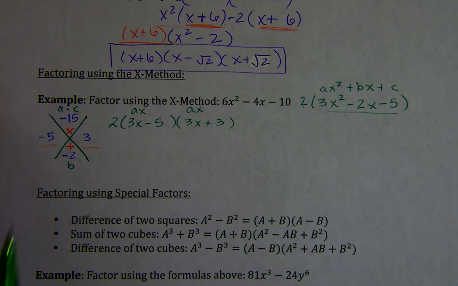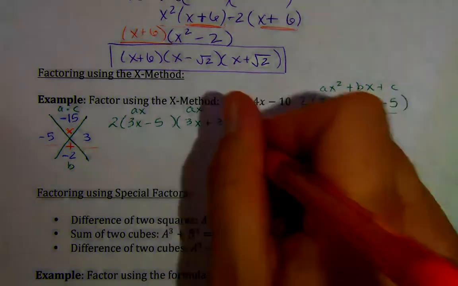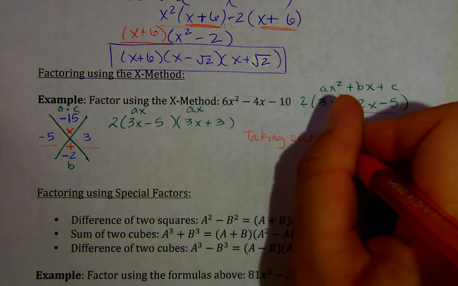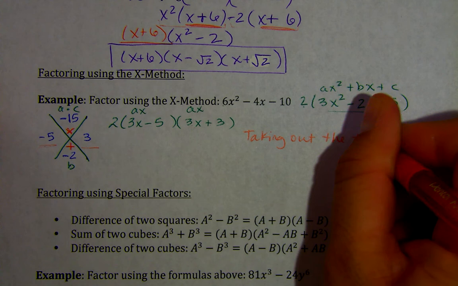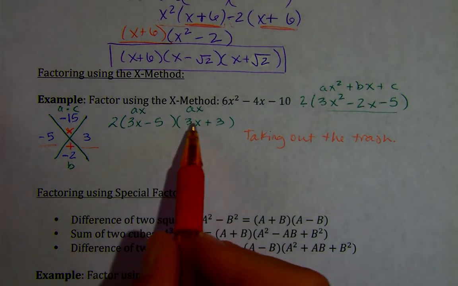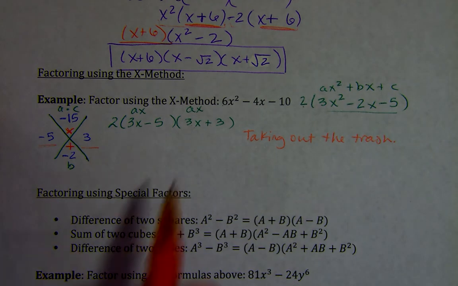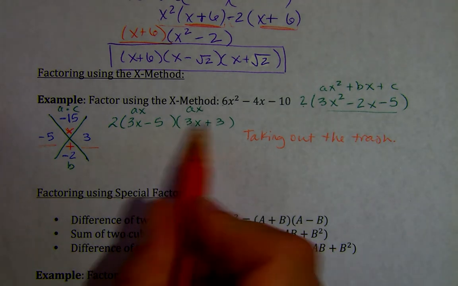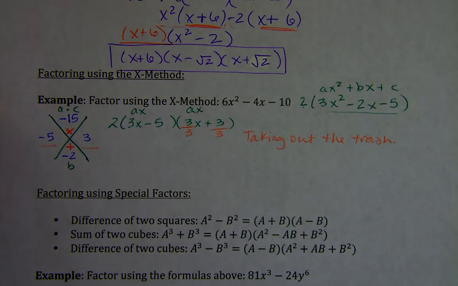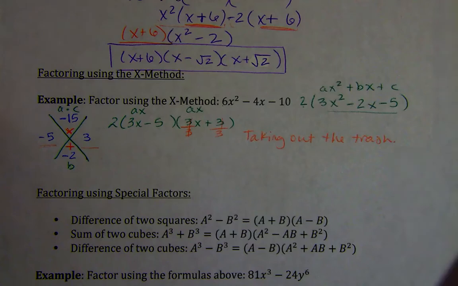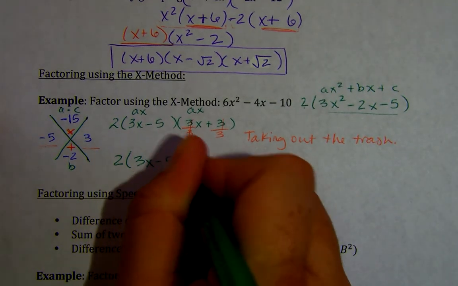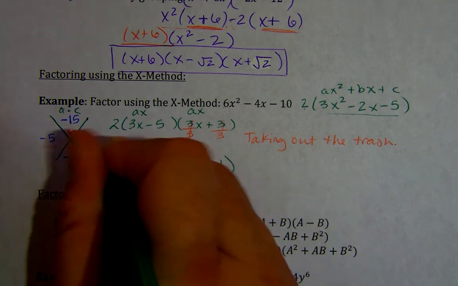And what you're looking for here is the step that I call taking out the trash. I know that I have too many 3's here. And the one that it's a common factor with is where the trash is. There's trash here. There's a common factor of 3. And so this is taking out the trash. And that reduces out. And we're left with 2, 3x minus 5, and x plus 1.